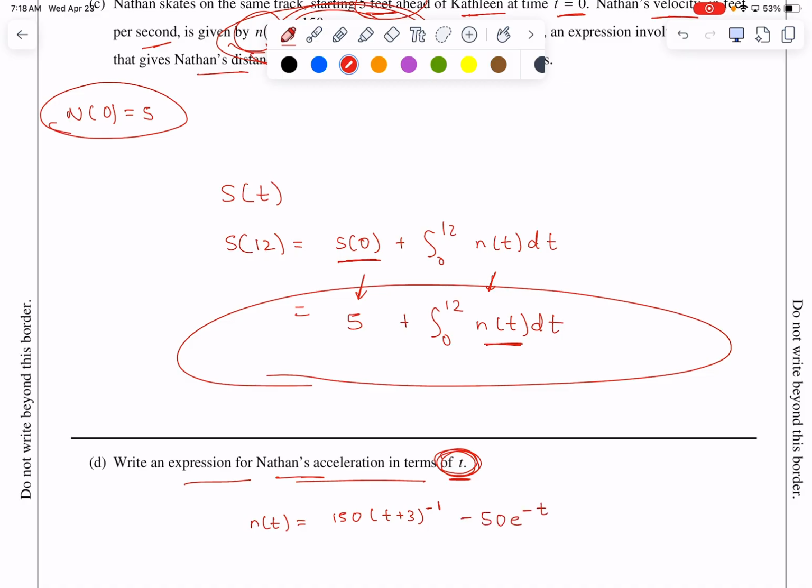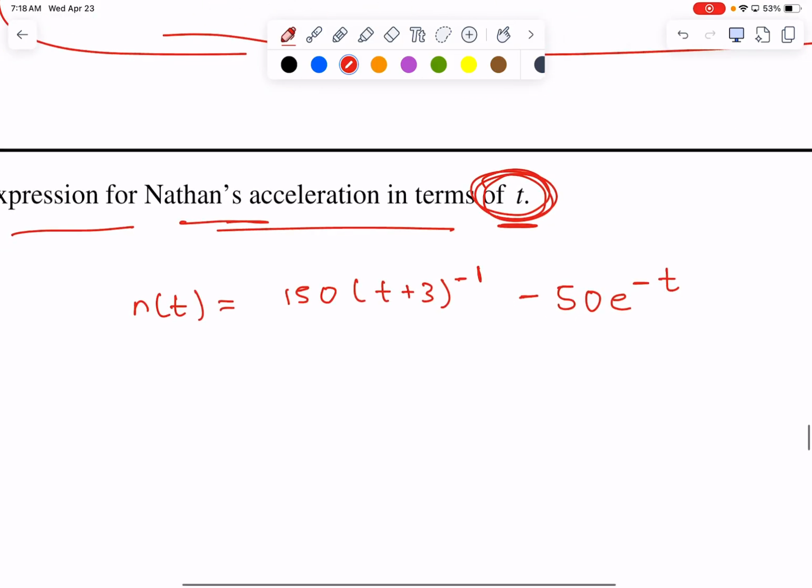So there's my original function for Nathan's velocity. I moved the t plus 3 to the top. Now I'm just going to take the derivative, use power rule, chain rule, whatever. So it'd be N prime of t. How do I do the derivative of 150 times (t plus 3) to the negative 1? Negative 150, yep, negative 150 times (t plus 3) to the what? Negative 2.